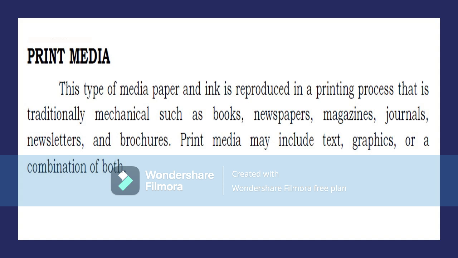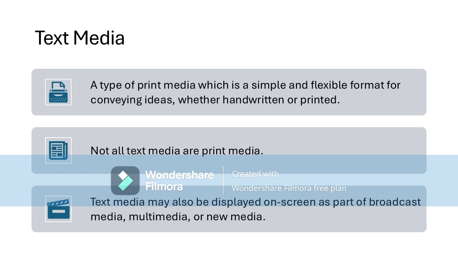Now, this type of media, paper and ink, is produced in a printing press that is traditionally mechanical, such as books, newspapers, magazines, journals, newsletters, and brochures. Now, print media may include text, graphics, or a combination of both. We have different examples that fall under the print media.